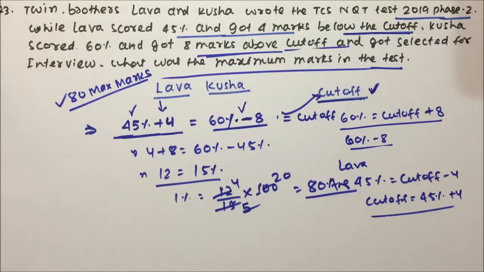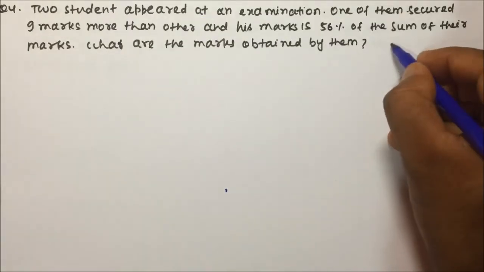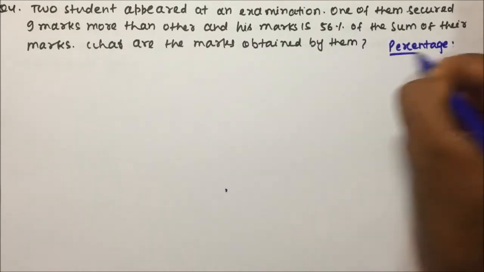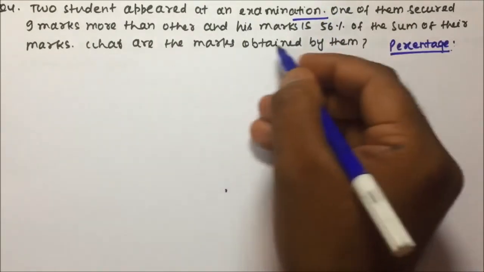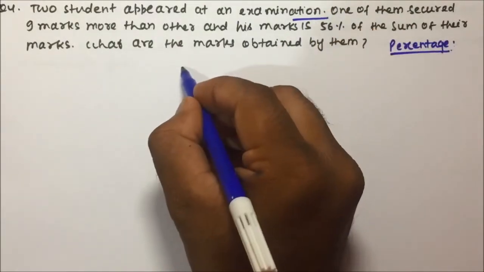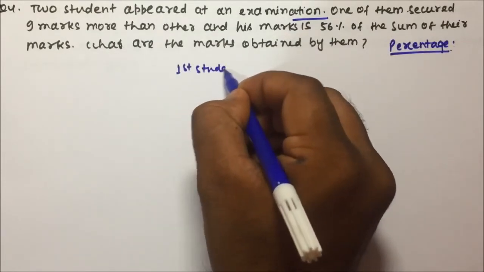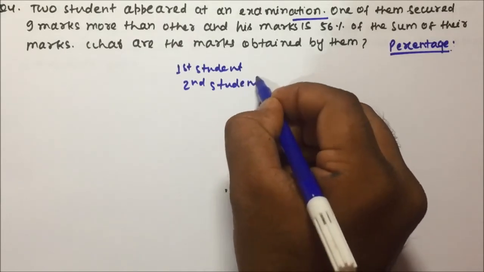Now moving towards a different type of question, question number 4. Question number 4 is a question from the percentage and an expected question in your exam. Okay, two students appeared at an examination. So there are two students appearing for the examination. This is the first student, and then we have the second student. Both are appearing for the examination.